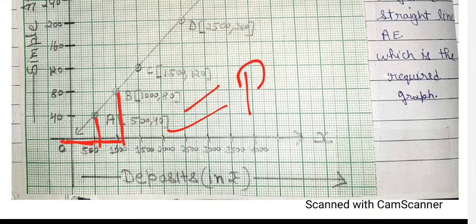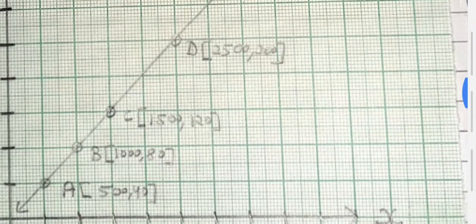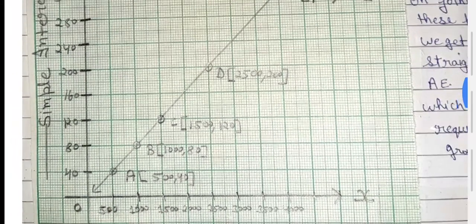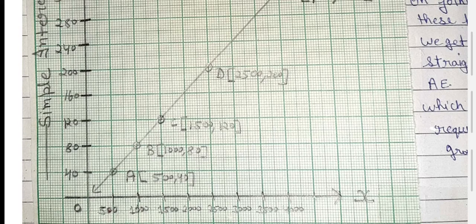You have to write it like that: B, 1000 comma 80, and make a point. Okay, if I zoom in, you can see it clearly. I made it with a lead pencil, so that's why it's not clear. And you have to make a graph with a pencil only. Okay, so what is the third point?